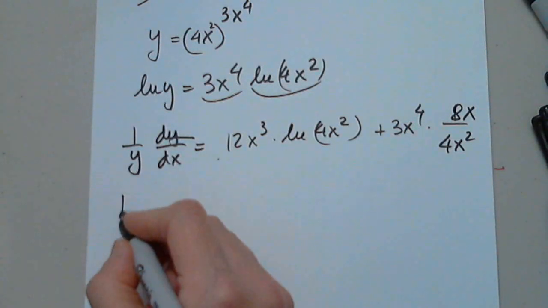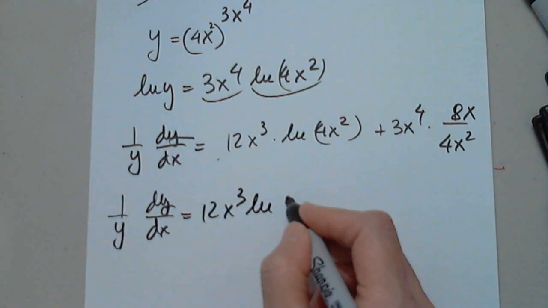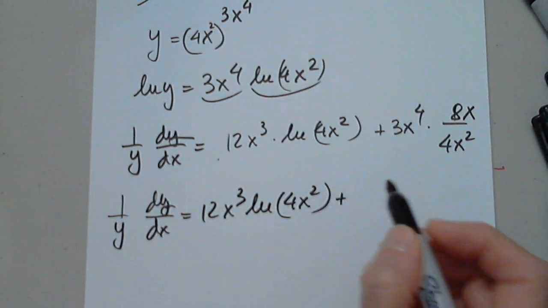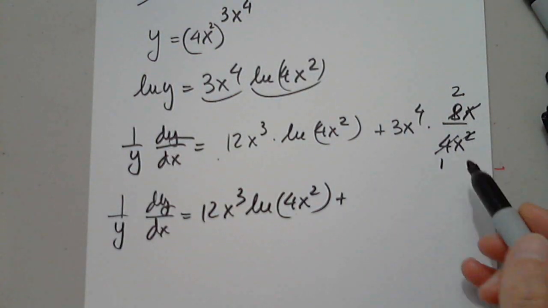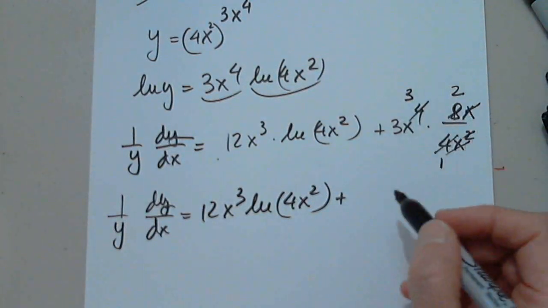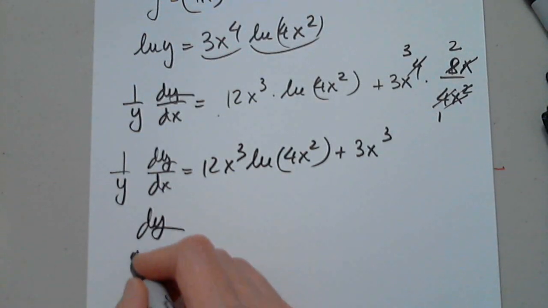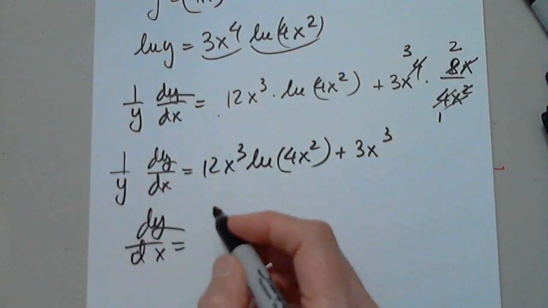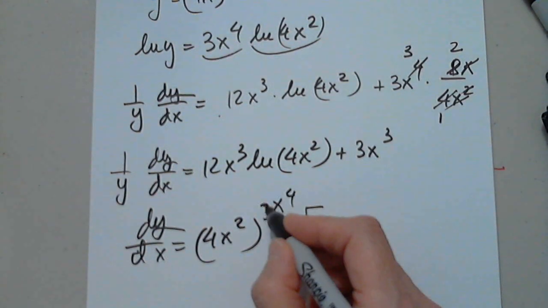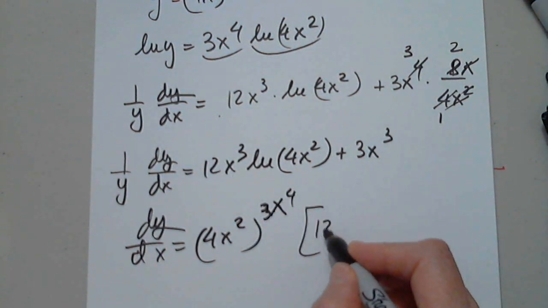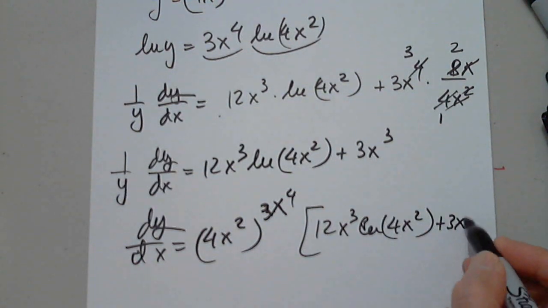I will try to clean it up a little bit. So 1 over y dy over dx equals 12x cubed natural log of 4x squared. And then plus, I will simplify the 4 with the 8, I will simplify an x with an x, and I also will simplify an x with an x from here. So I have plus 3x to the third. All I have to do now is rewrite, multiplying both sides by y, which was 4x squared raised to 3x to the fourth. I copy this: natural log of 4x squared plus 3x cubed.